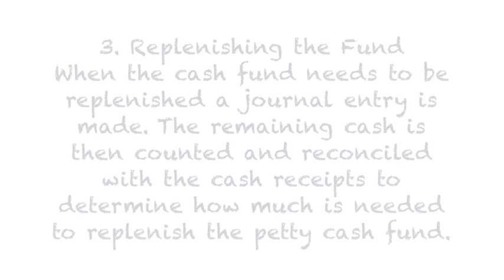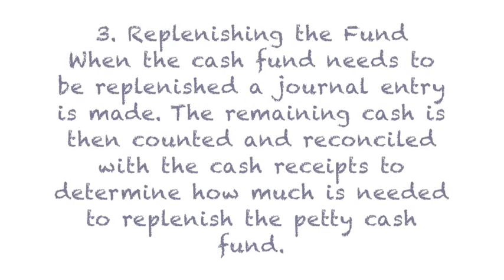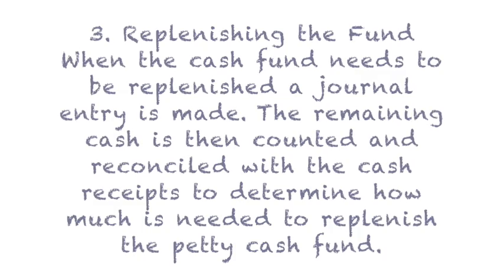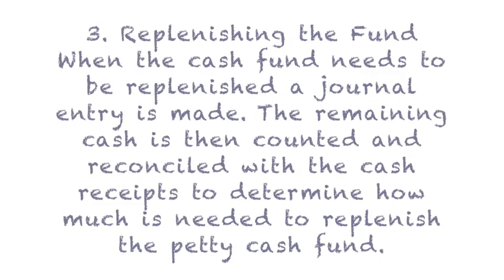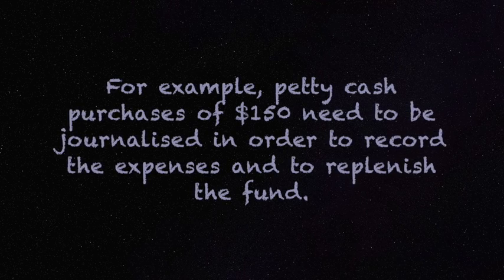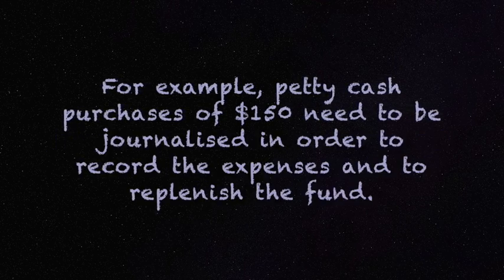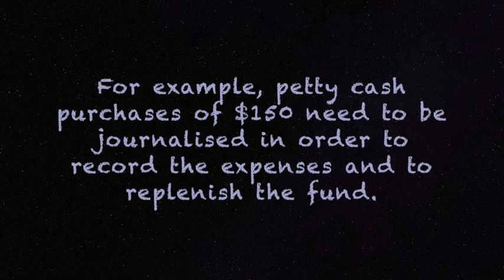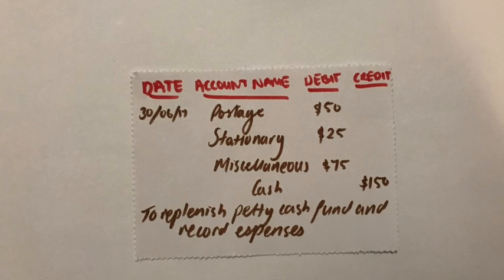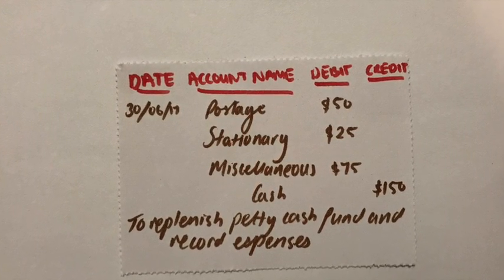Replenishing the fund. When the cash fund needs to be replenished, a journal entry is made. The remaining cash is then counted and reconciled with the cash receipts to determine how much is needed to replenish the petty cash fund. For example, the petty cash purchases of $150 need to be journalized in order to record the expenses and to replenish the fund. Here the expenses and cash are journalized to represent this.